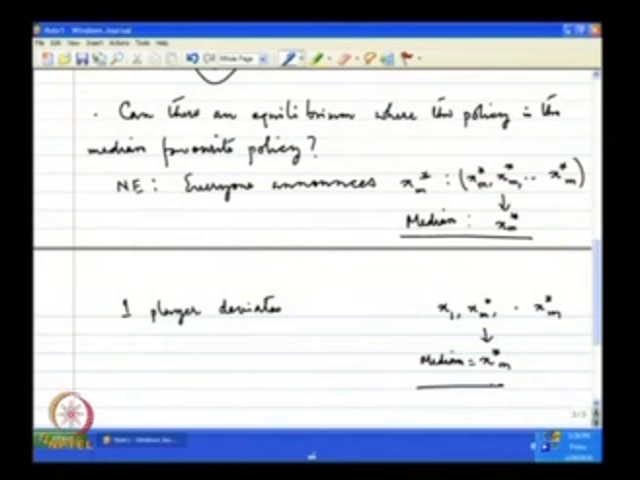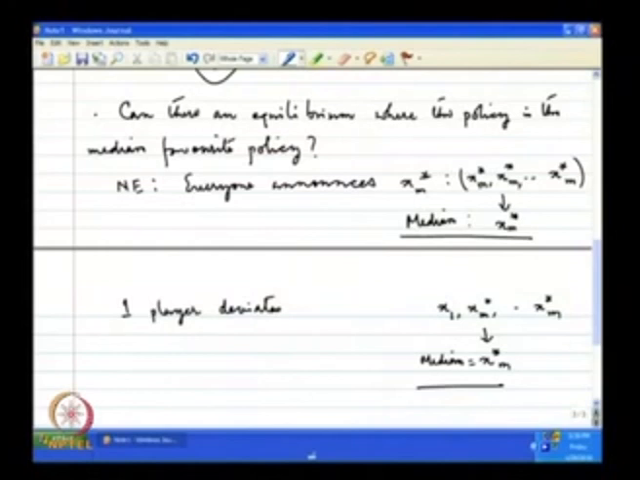So, by announcing some number other than Xm star, no player can change the policy of the group. And if he cannot change the policy of the group, his payoff cannot be better. It is the same as it was when he was announcing Xm star. So, by changing my behavior, changing my action, I am not better off. I am as happy as I was when I was announcing Xm star. So, this is therefore a Nash equilibrium.